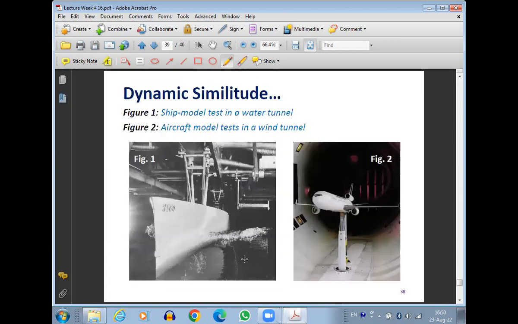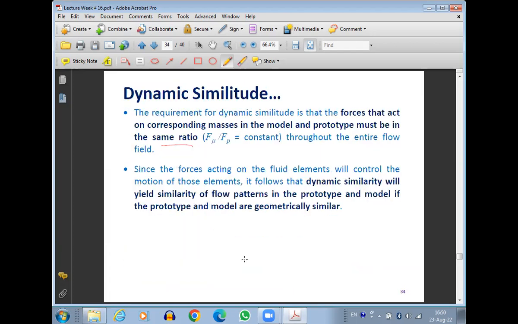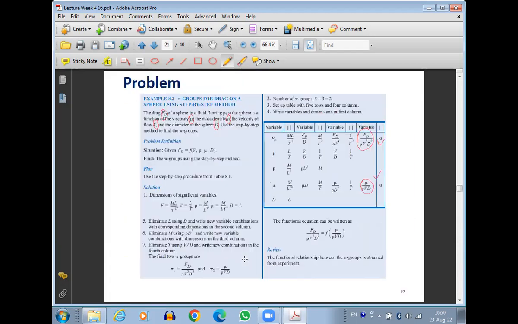Okay, so here we have the homework problems for it. That's it regarding this chapter.